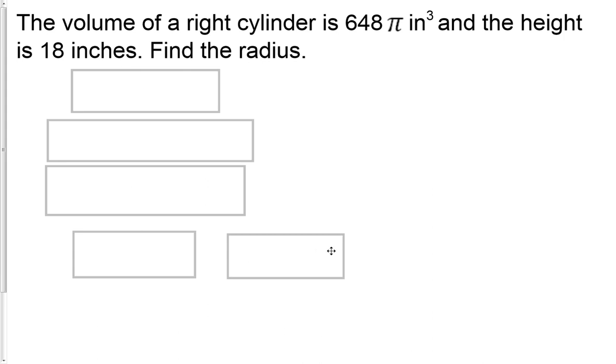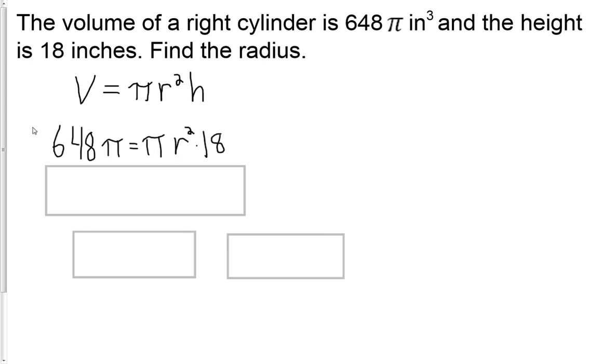One last one. Volume of a right cylinder is given to us, 648 pi inches cubed, and the height is 18. Find the radius. Again, we're using this formula because it's a cylinder, pi r squared height, filling in 18 for the height here, and filling in 648 pi specifically, so we don't have to worry about rounding. The pi's will cancel out in a second. So we've got 18 pi r squared. We're going to divide by 18 pi on both sides because we want r squared alone.